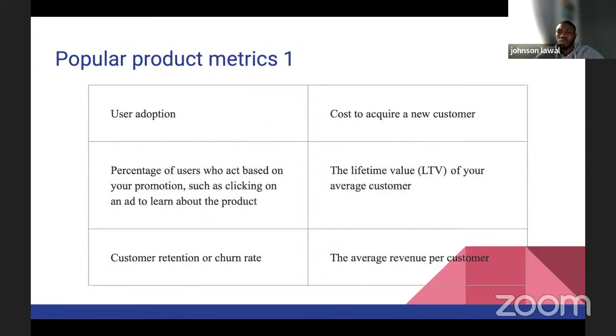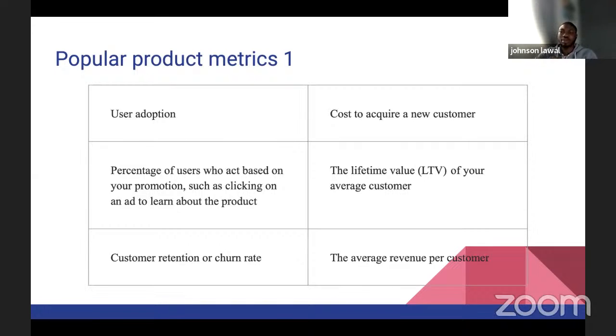Now, I'll quickly run through popular product metrics that you might want to use when you are developing a new product. You can always formulate your own, but these are some of the most popular ones. Number one product metric that people usually measure is what you call user adoption. User adoption means how many people are starting to use a product.